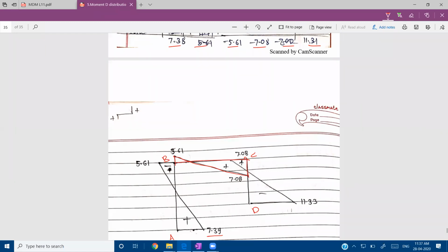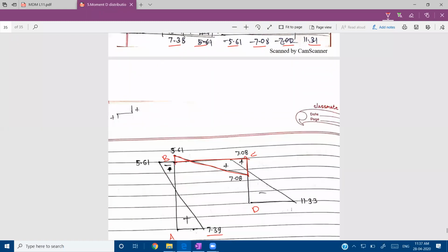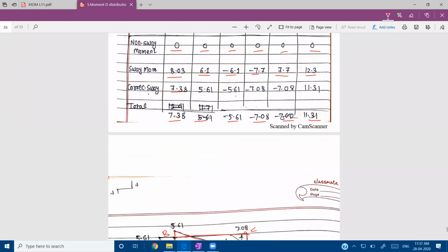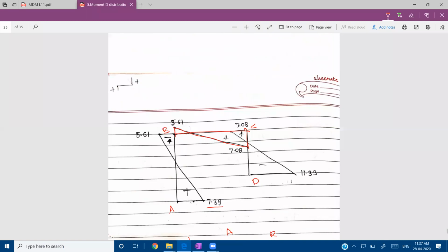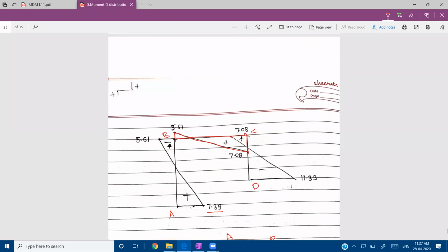And for column CD, MCD is negative. What was the value of MCD? It is negative 7. Sorry, this value should be positive. So left support positive moment is below the baseline, 7.08, and right support positive moment is again above the baseline. So it is plotted like this.